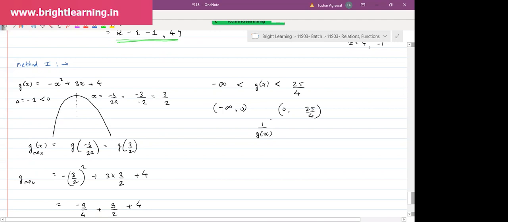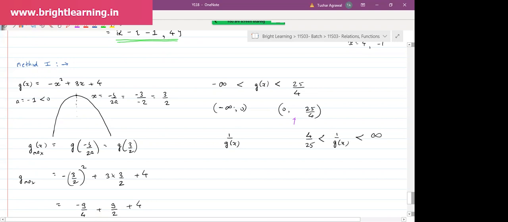So 1 upon g of x, how will it behave? Here g of x maximum value is 25 by 4. So the minimum value will be the reciprocal, 4 upon 25. And g of x minimum, in the positive interval I'm talking about, you can reduce it as much as you want, 0.01, 0.001. So 1 upon g of x, you can take as big as you want.